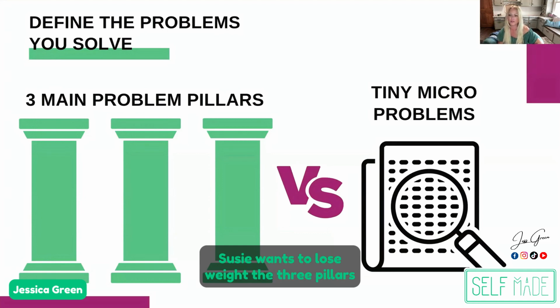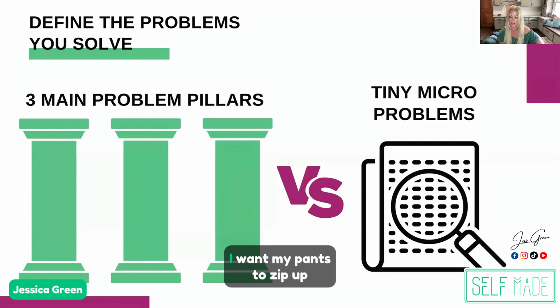The three pillars, the three micro problems are going to be, well, three main problems. I want to lose weight. I want to look better. I want to look sexier. I want my pants to zip up.